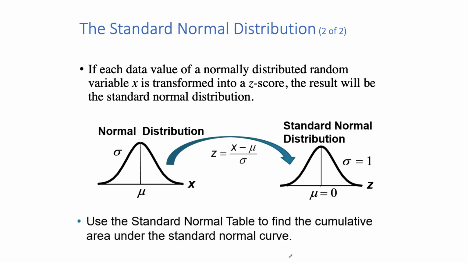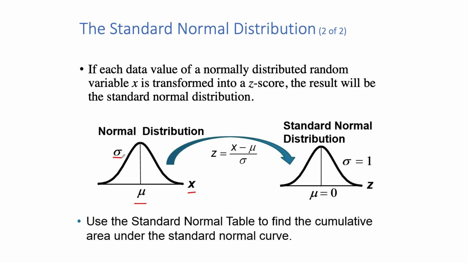Why do we need this? Why do we need to standardize? I already talked about one reason. So I can start from any normal distribution. So this is some normal distribution for a continuous random variable x, which has a mean of mu and a standard deviation of sigma.